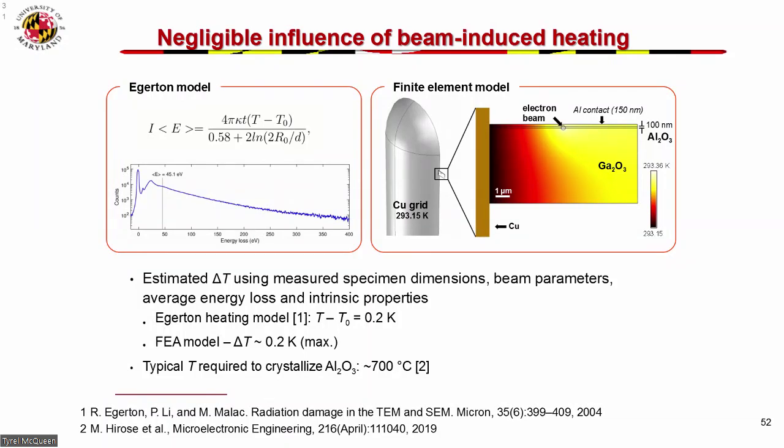And the beam was pretty small, localized here. So we know the thermal conductivity of gallium oxide, of aluminum, and copper. So we used all that to estimate the change in temperature. And we got that the increase in temperature was 0.2 Kelvin at most. So both methods gave us a very low increase in temperature. So what we know is that the aluminum oxide crystallizes at 700, and we definitely did not go to 700 degrees C.